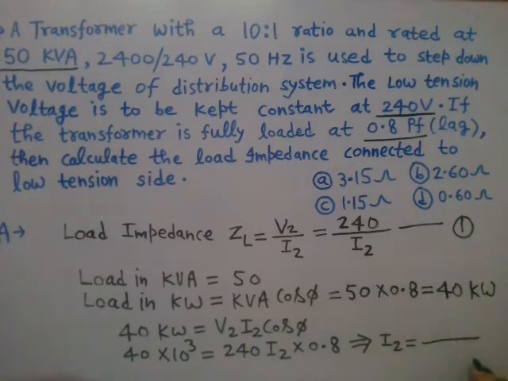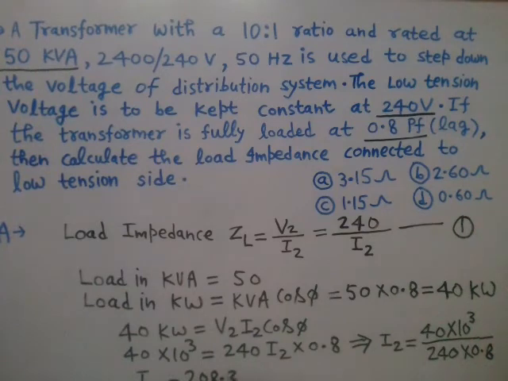It is 40 into 10 to the power 3 divided by 240 into 0.8. When you solve this, I2 is equal to 208.33 amperes. So now what is the load impedance from equation 1?